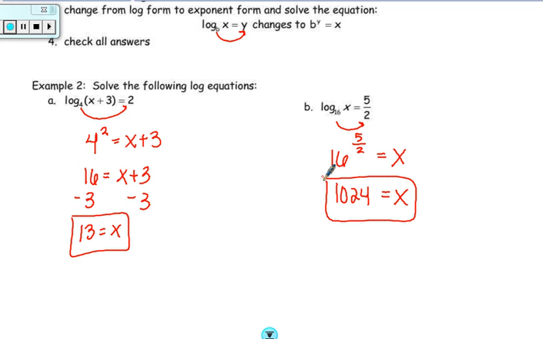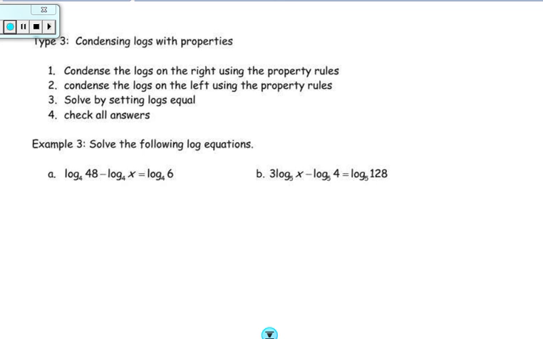All right, the last type of solving uses our properties of logarithms. So condense everything that's on the left, condense everything that's on the right using our rules. Remember, addition and multiplication go together, subtraction goes with division, and a number in front becomes an exponent. Then you should have a log equal to another log, and then it becomes a type 1 problem. The logs would cancel out and you would just solve the equation.